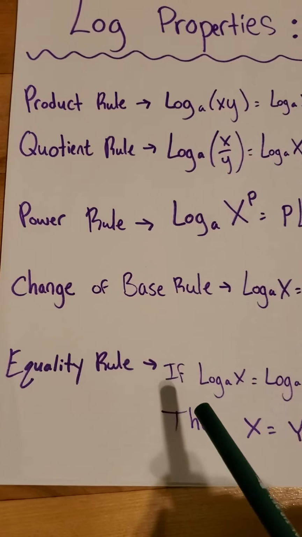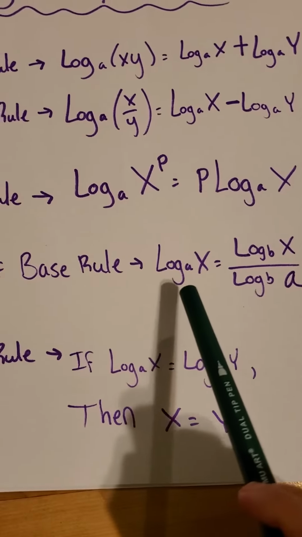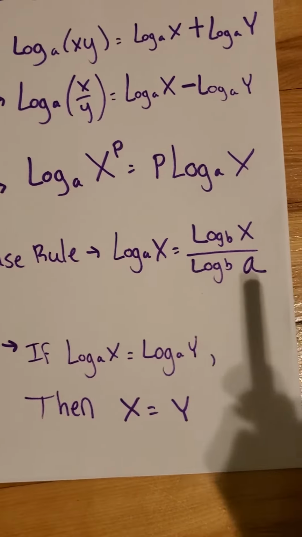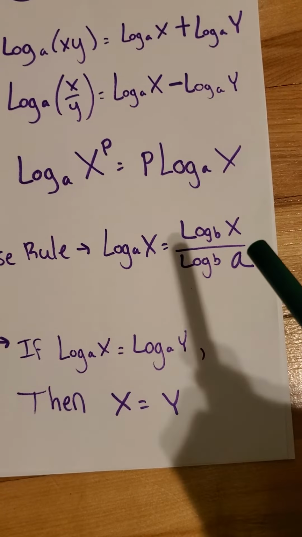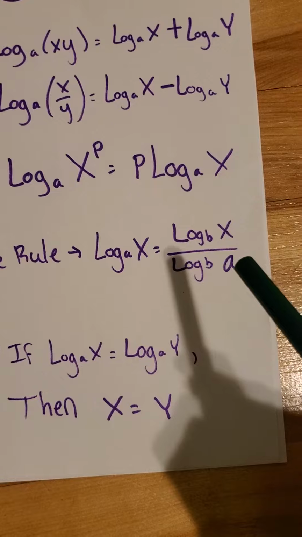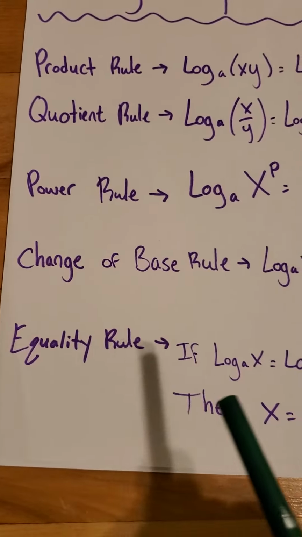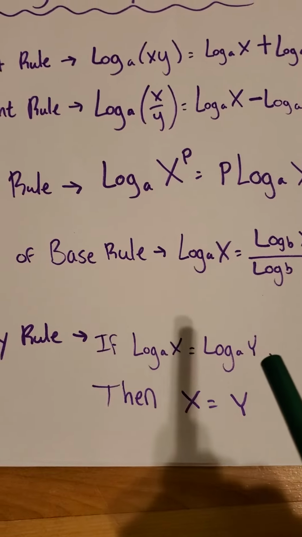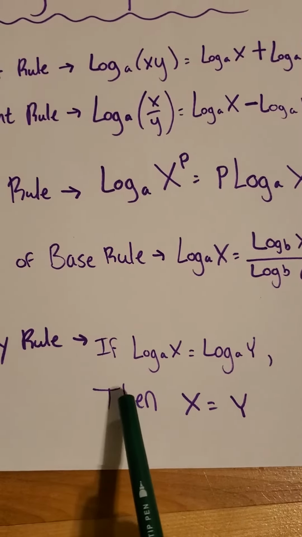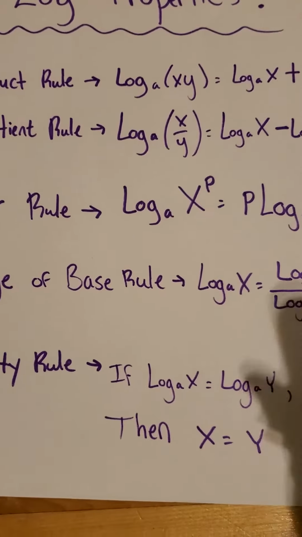Okay? Change of base rule. Log of A, x equals log of B, x over log of B, A. Equality rule. If log of A, X equals log of A, Y, then X equals Y. That one is pretty much self-explanatory.